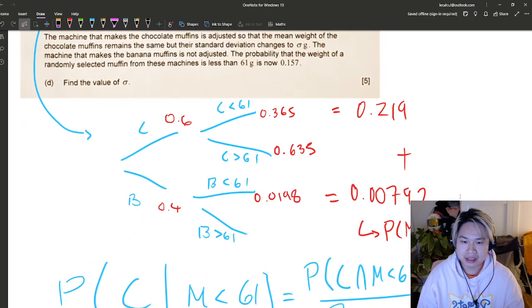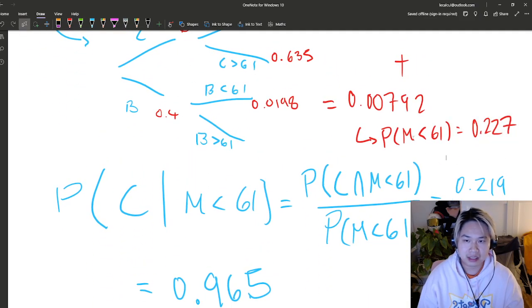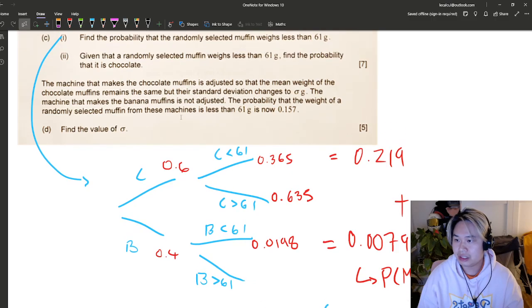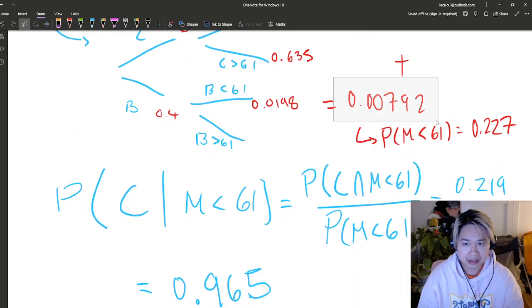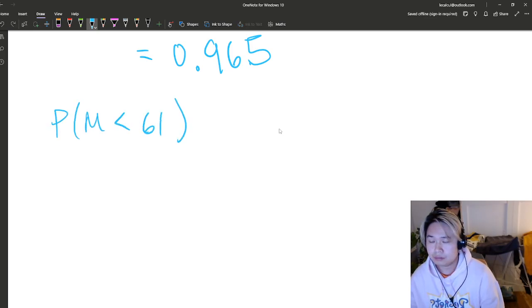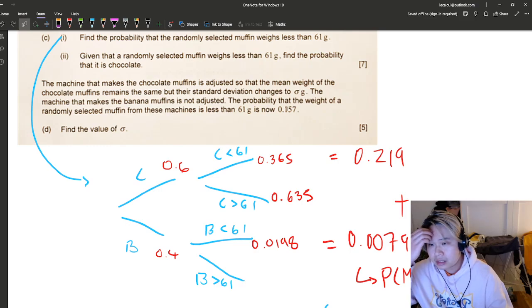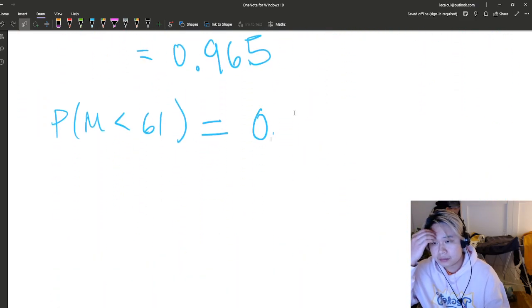So this probability has changed. Sorry, let me scroll up. So this probability has changed. However, it's saying that the banana machine has not been changed, so this is still the same. So first off, let me just write that all out. So now that it's been adjusted, it is 0.157. Okay.